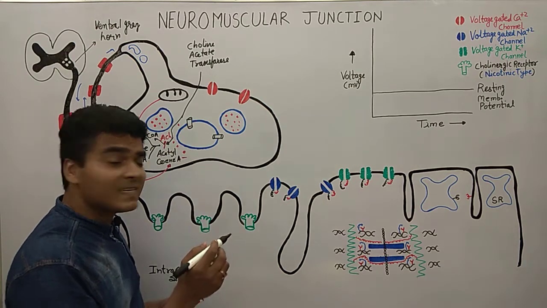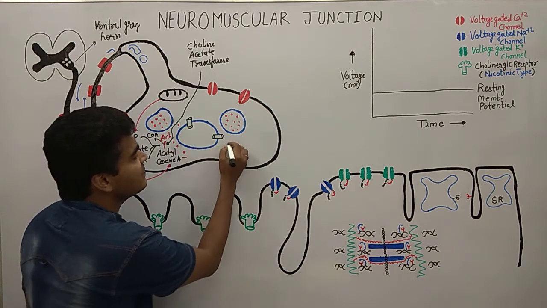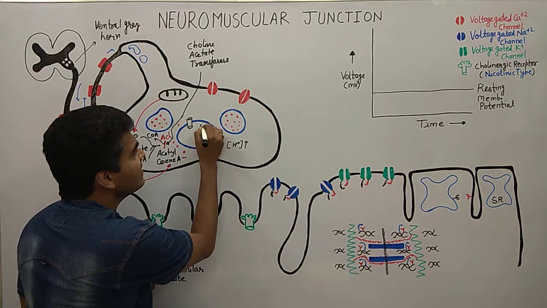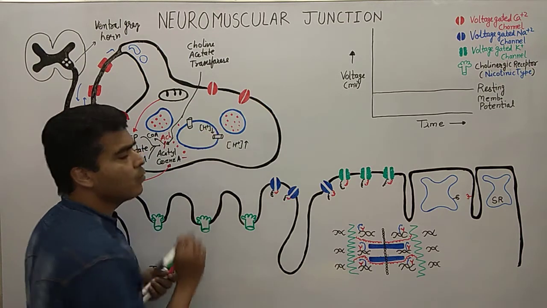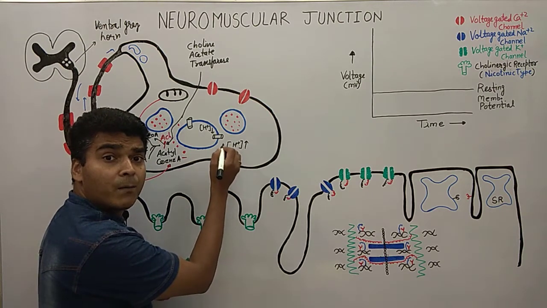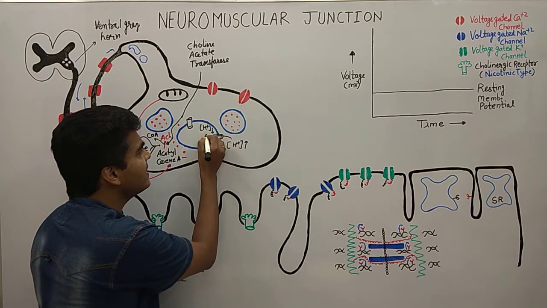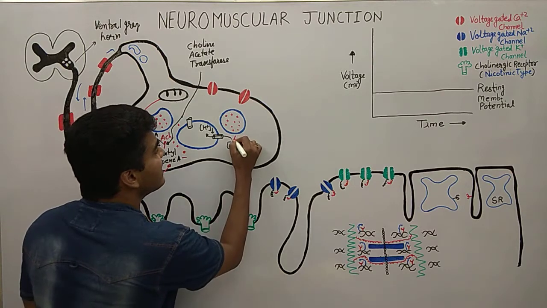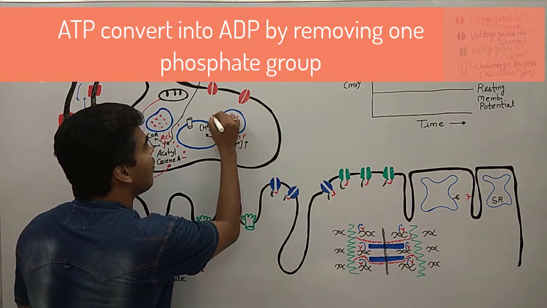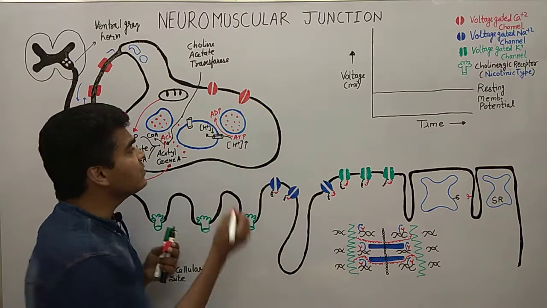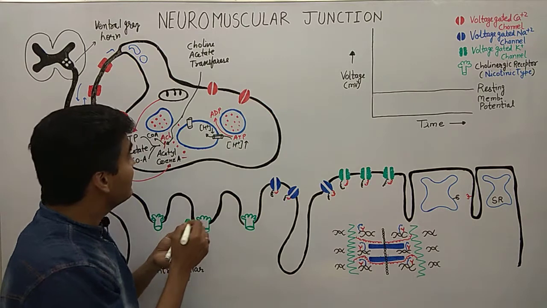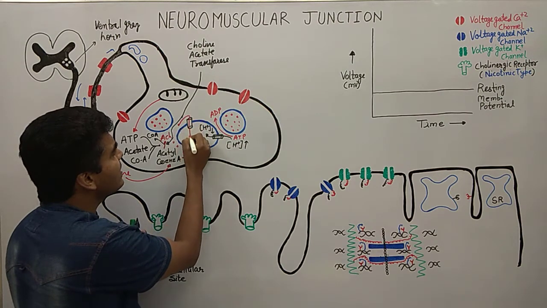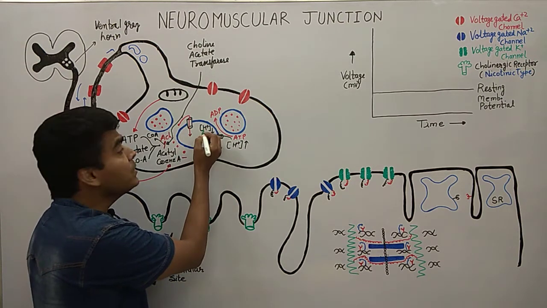Now just understand, outside of the vesicles we have an H plus ion concentration which is high, and inside we have an H plus ion concentration which is low. But H plus ions are moving opposite to their concentration gradient. Here H plus ions are moving in the presence of ATP, so ATP will hydrolyze and form ADP. H plus ions are moving in this direction, and there is a transporter of acetylcholine. This transporter will transport acetylcholine in this direction, and the H plus ion maintains the balance.